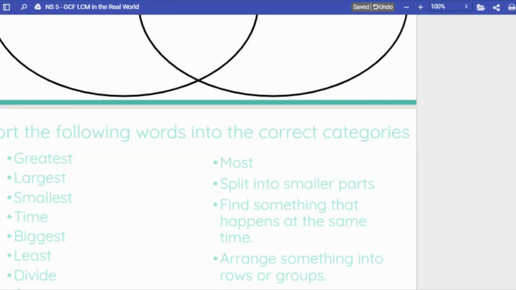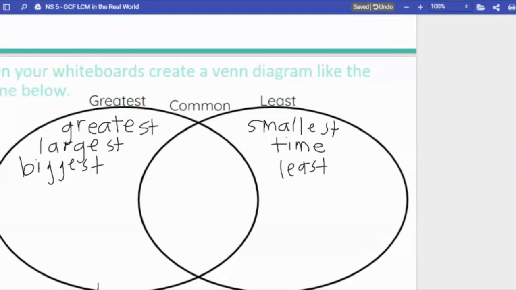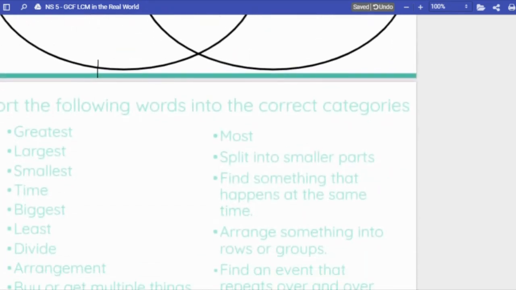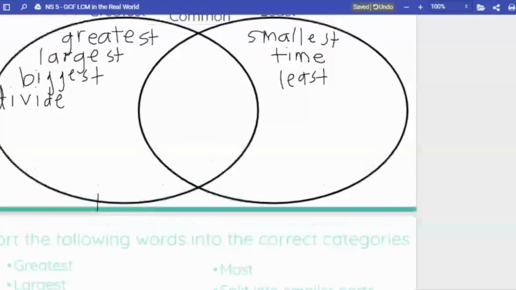We have to divide. Now, if this is talking about we're dividing things up among people, they're not going to get multiples of it. We're going to have to split them up. So this is going to be in the greatest common factor one. Okay, arrangement. So again, this is kind of like dividing. We're going to arrange something into groups. So that one's going to fit in here.